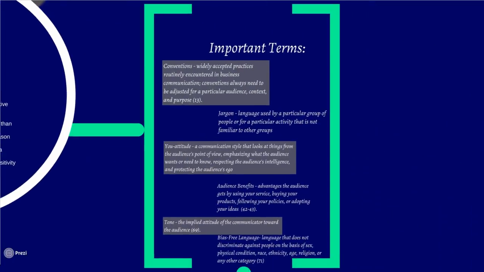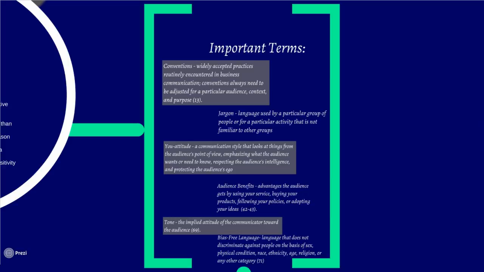Okay, so important terms to sort of keep in mind from our readings this week. You can review these on your own, but these include conventions, widely accepted practices, routinely encountered in business. So again, this is involved in audience expectation.